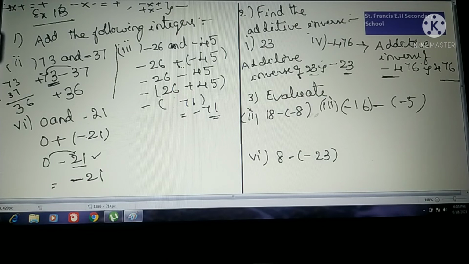Now see, evaluate. How to solve these problems? See, 18 minus of, within the brackets you have again minus 8. So first we have to apply the sign and remove the brackets. Minus into minus, according to this, minus into minus will be plus. So plus, remove the bracket, write down 8. What is the answer? 18 plus 8 will be 26.